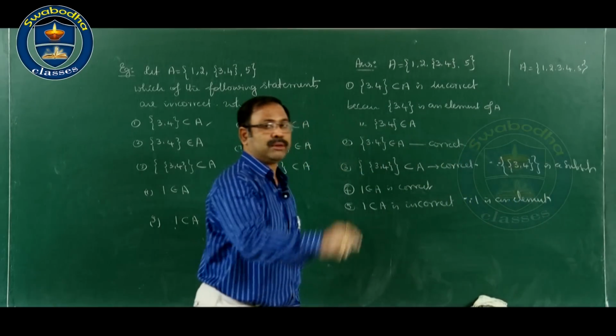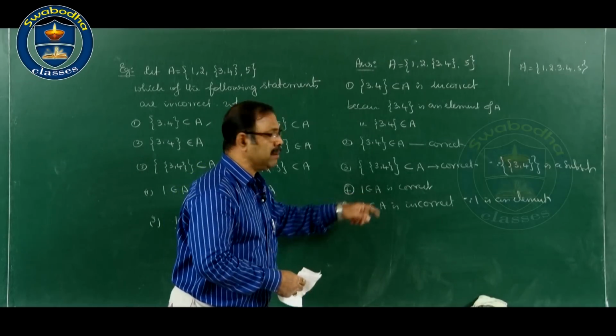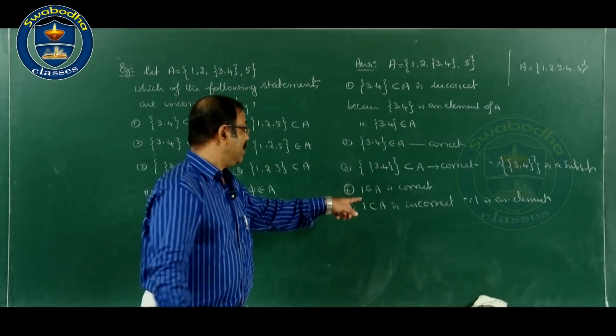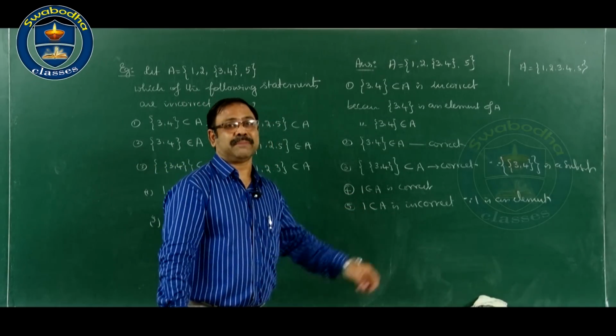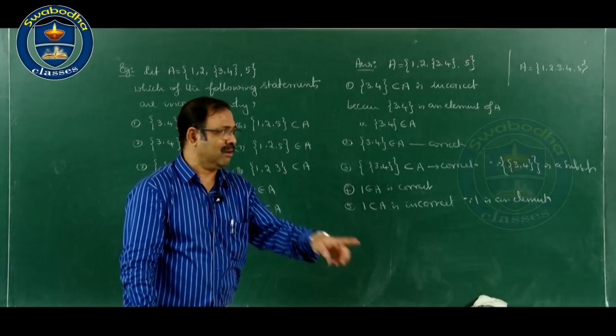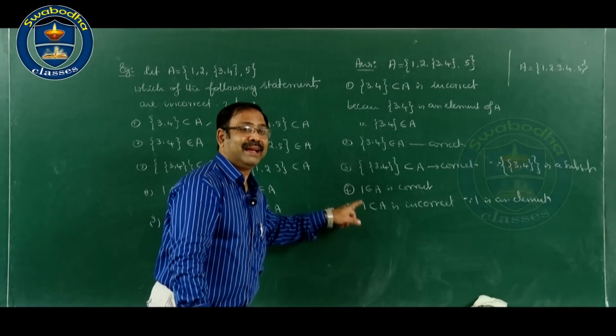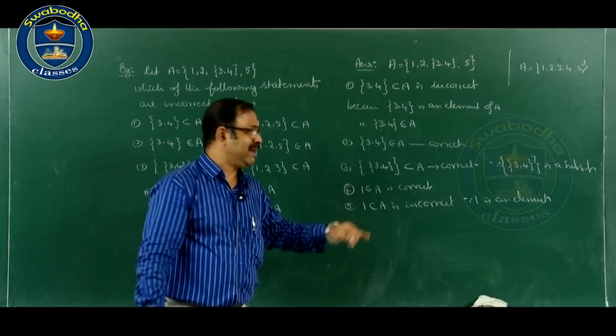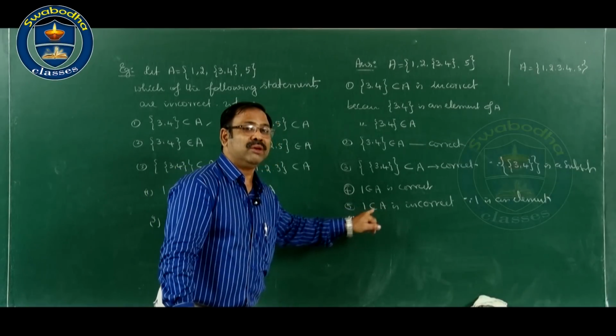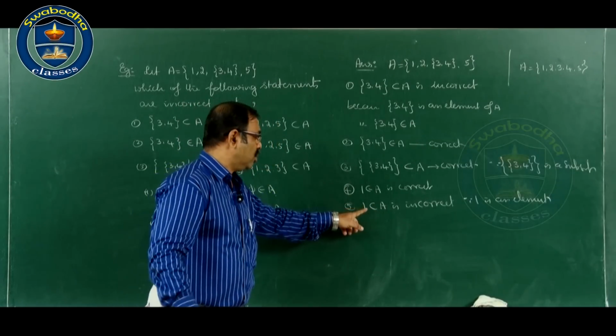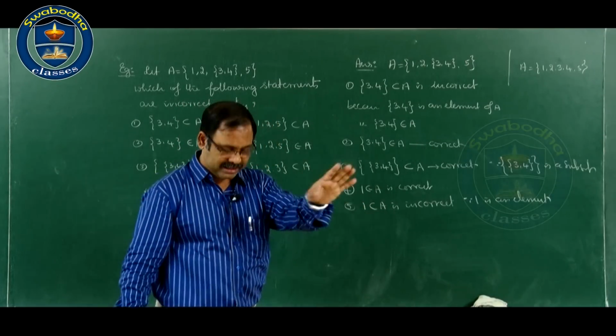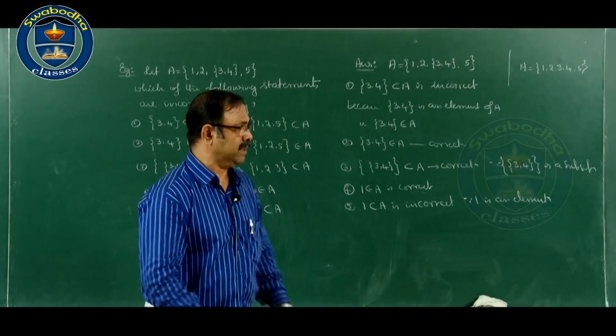You must remember that only an element can belong to the set, but an element is not a subset of A. Once again recall, for this to become a subset it must be a set. Okay, when can it be a subset? Only when it is a set. Therefore 1 is a subset of A is incorrect, it is not proper.